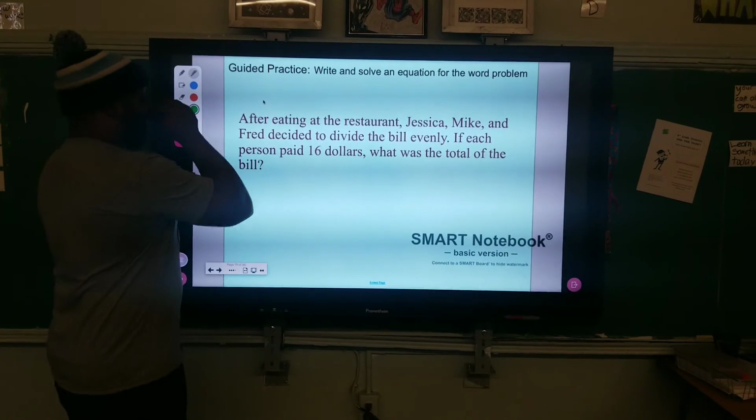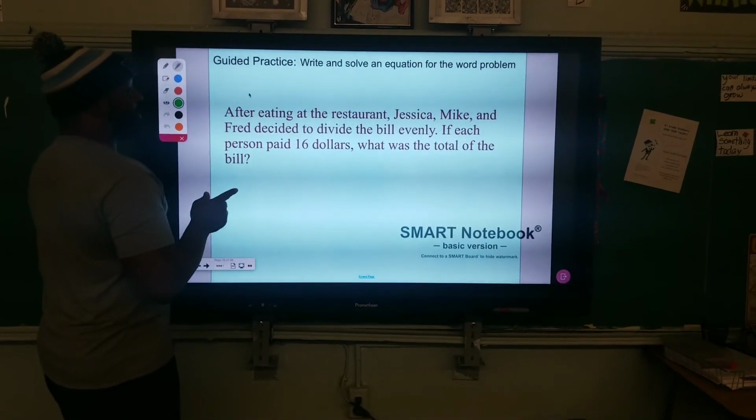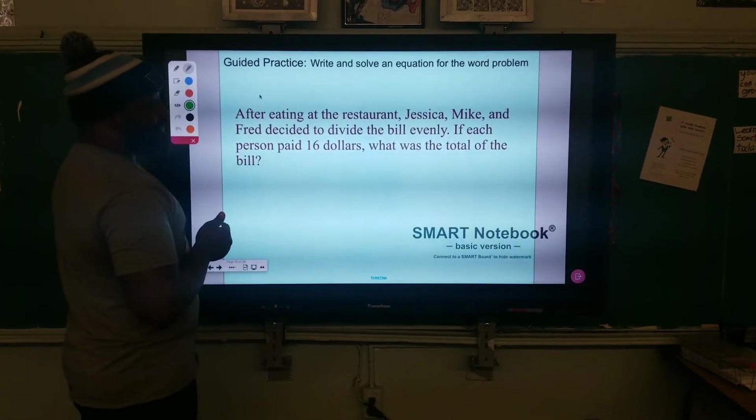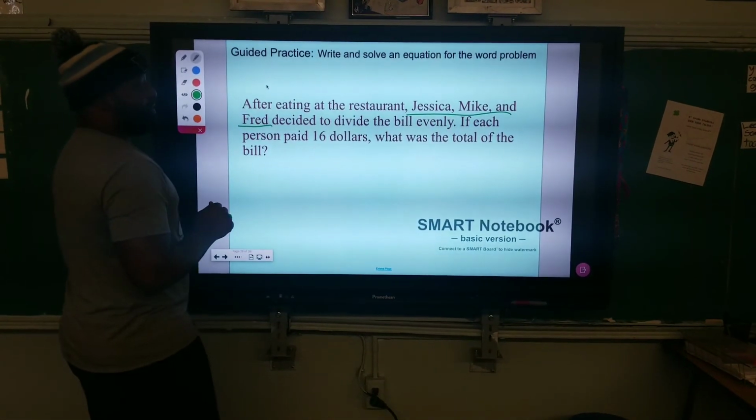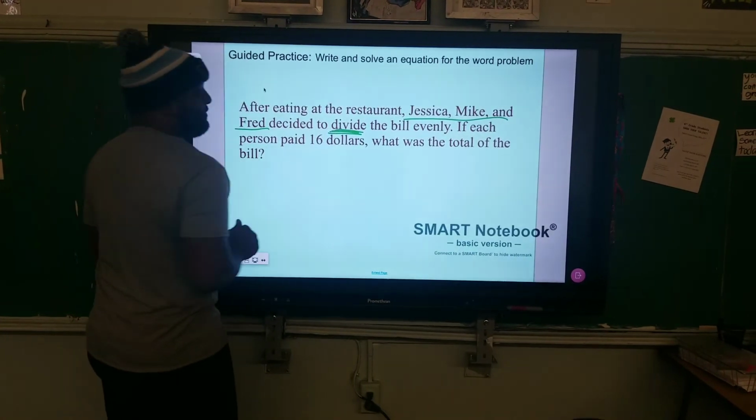Okay, so this one reads, after eating at the restaurant, Jessica, Mike, and Fred decide to divide the bill evenly. So let's just underline that these are 3 people. And they're going to divide.